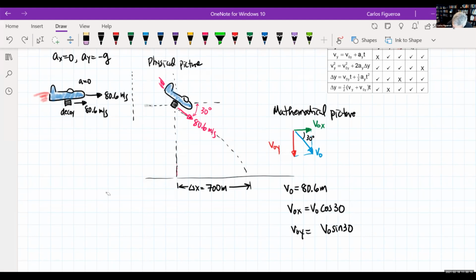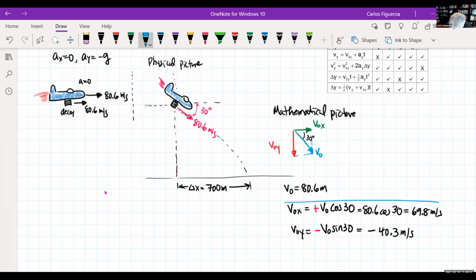So that means if it's in the fourth quadrant, I know that the X component is positive. I know that the Y component is negative. So then I plug in my numbers. This is going to be 80.6 cosine of 30. When I compute that, I get a value of 69.8 meters per second. And when I compute the Y, I'm going to get negative 40.3 meters per second.